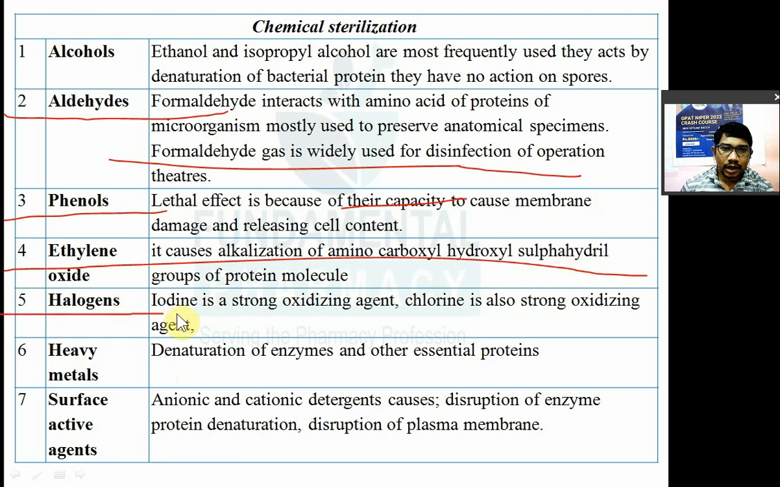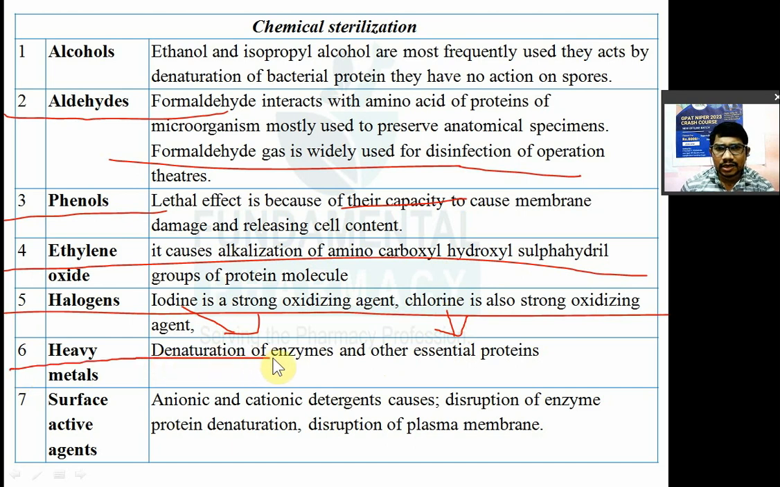So what they do? Iodine is a strong oxidizing agent. Chlorine is also a strong oxidizing agent. Chlorine is used for disinfection of water, and this iodine is used as an antiseptic and disinfectant on the human skin. Heavy metals. So heavy metals denaturate the enzymes and other essential protein. So they are also antiseptic.